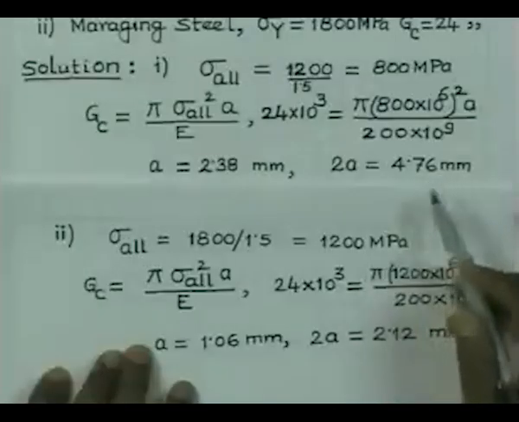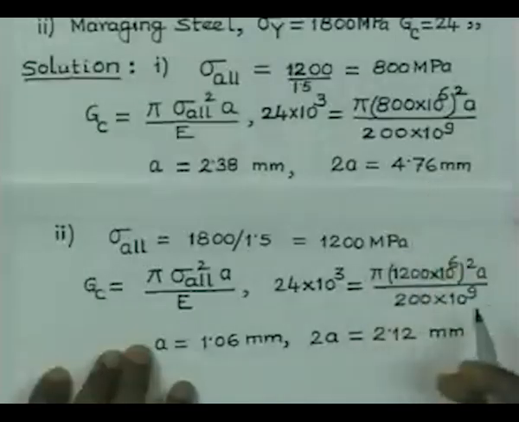Now, you have two possibilities. In the first case, the crack size which can lead to brittle fracture is 4.76 millimeter, and in the second case it is 2.12 millimeter. So, what is the crack size that you are going to select? It is generally preferable to have a larger permissible crack size, or a larger crack size which is going to lead to catastrophic failure.